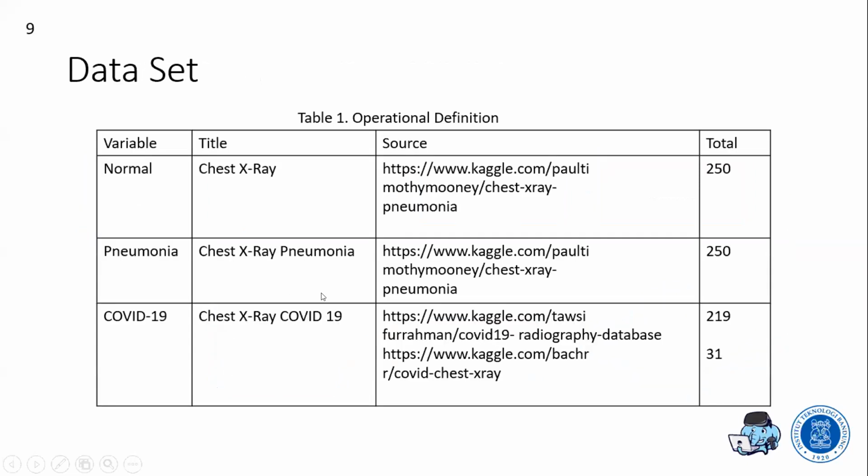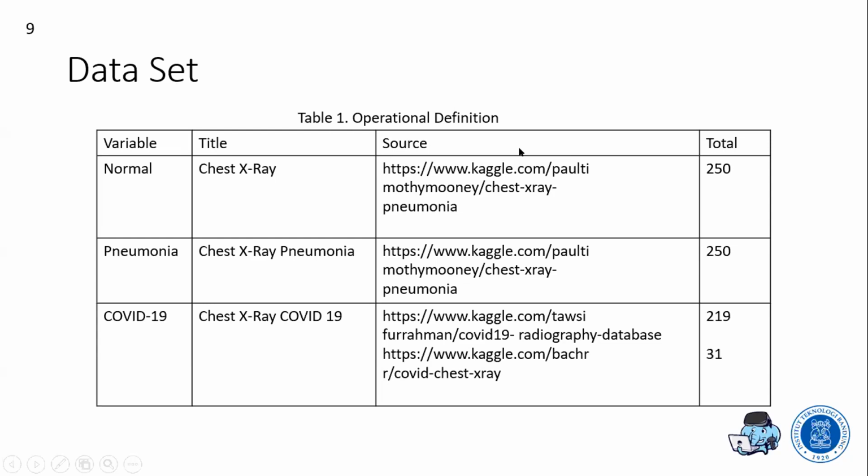And this is the dataset. The population in this study is chest X-ray images, while the sample used in this study is a chest X-ray image dataset, namely normal, pneumonia, and COVID-19.